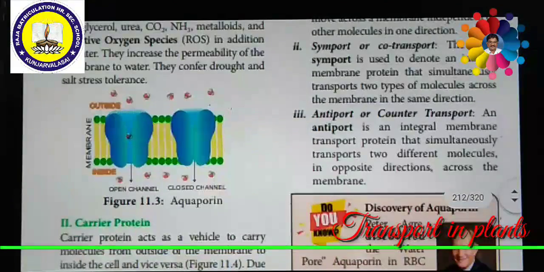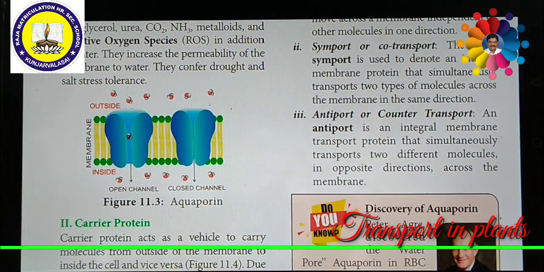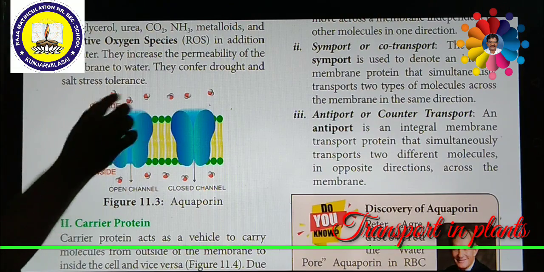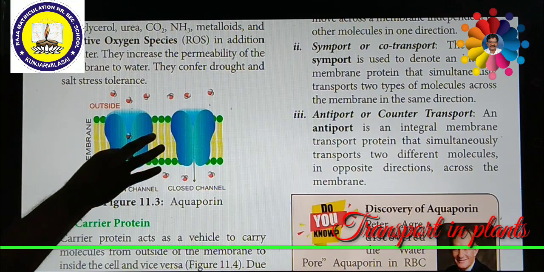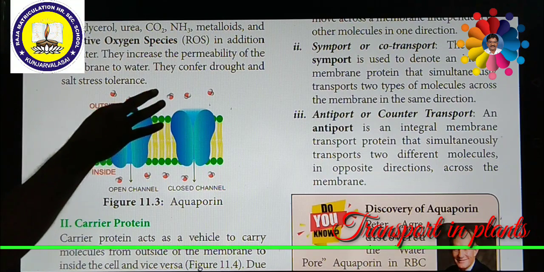So look at the picture. This is called channel protein. This is a channel, and this is the membrane. In this membrane, a canal is formed. This canal is made up of certain protein.